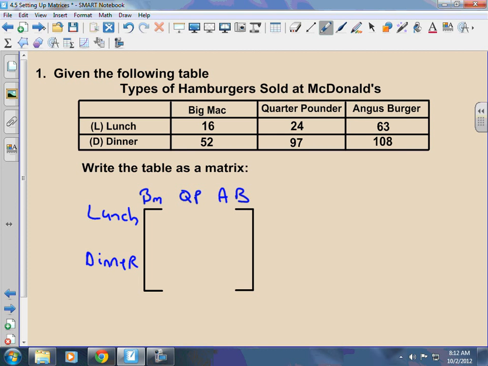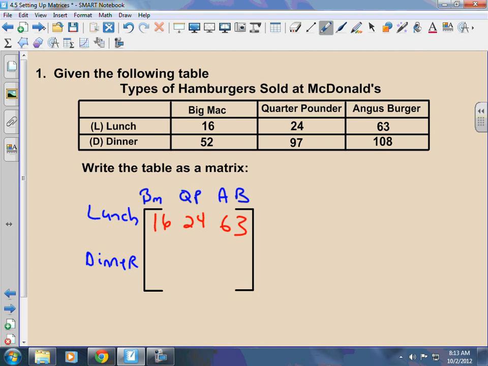Now, if you put lunch and dinner on top and Big Mac, quarter pounder, Angus burger on the side, that's completely fine. It just is harder to transfer because watch. For lunch, how many Big Macs did we have? 16. Everybody. How many quarter pounders? 24. How many Angus burgers? 16. See, I just take my information and put it right into here.